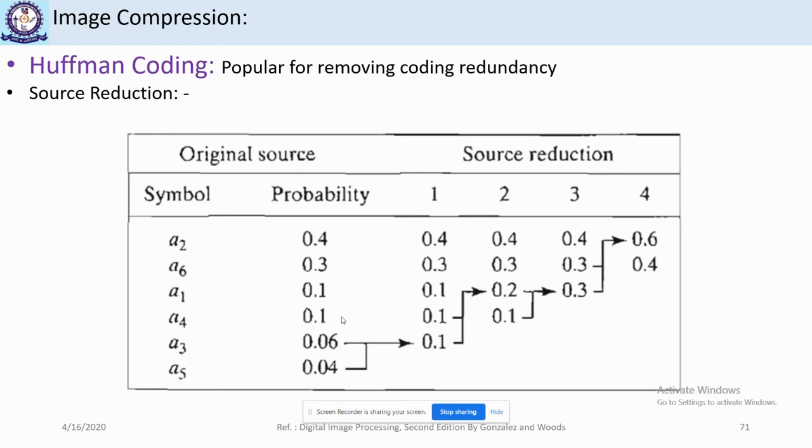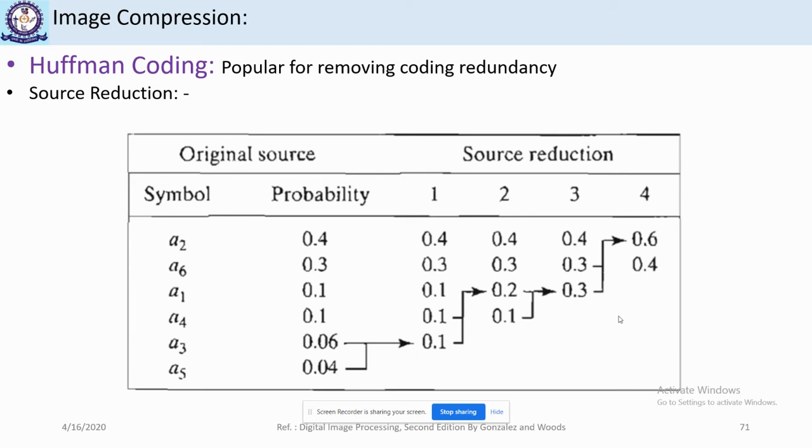We keep on doing this until we reach two probabilities, or two sources. This is called source reduction. In source reduction, we add the two least probabilities and make one out of them, and again arrange in descending order. Again add the least two, arrange in descending order, and we stop when we get only two probabilities or two sources. This is the first step.